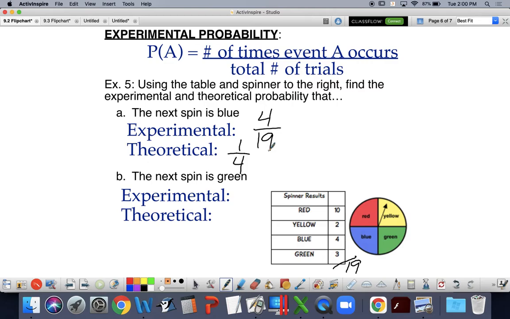The next spin is going to be green. What's the theoretical probability? 1/4. And the experimental?